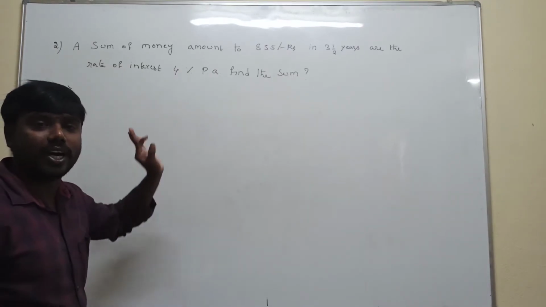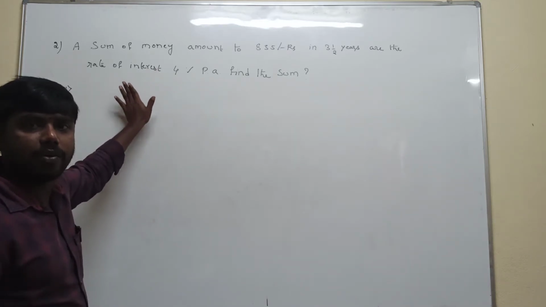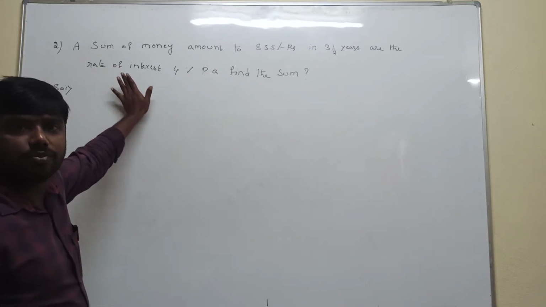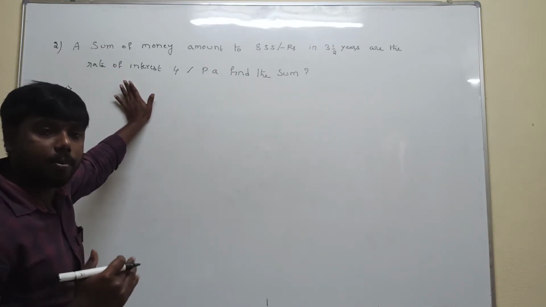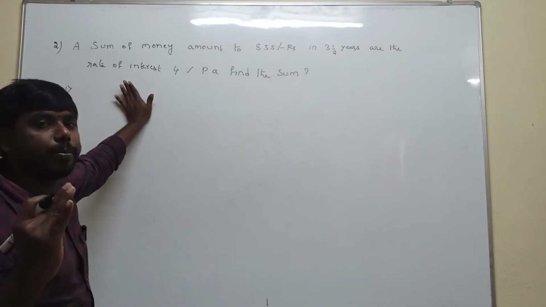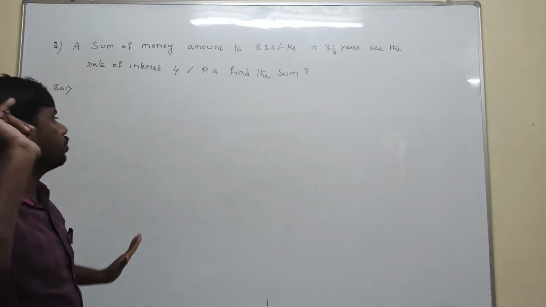So everyone understood the given question? Three values are given: A value, T value, and rate of interest. They are asking to find the sum of money. Sum of money is nothing but the principal amount. Principal amount is denoted by capital P. We need to find the required value, capital P. So now we are going to the solution.